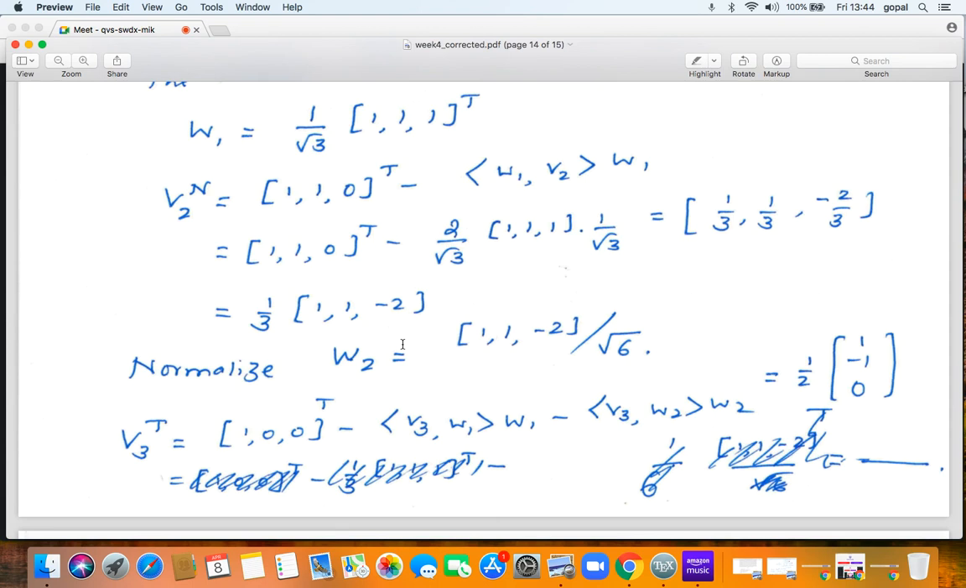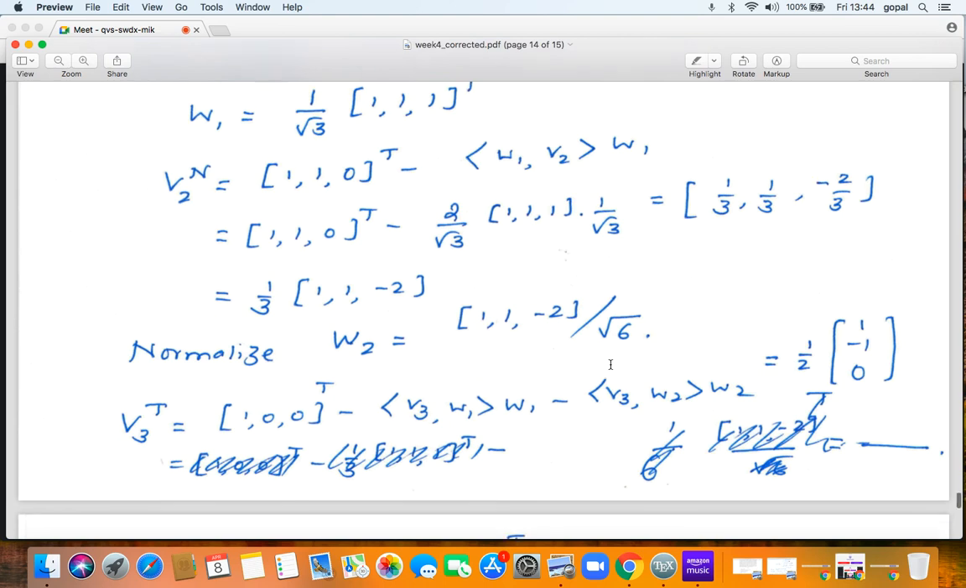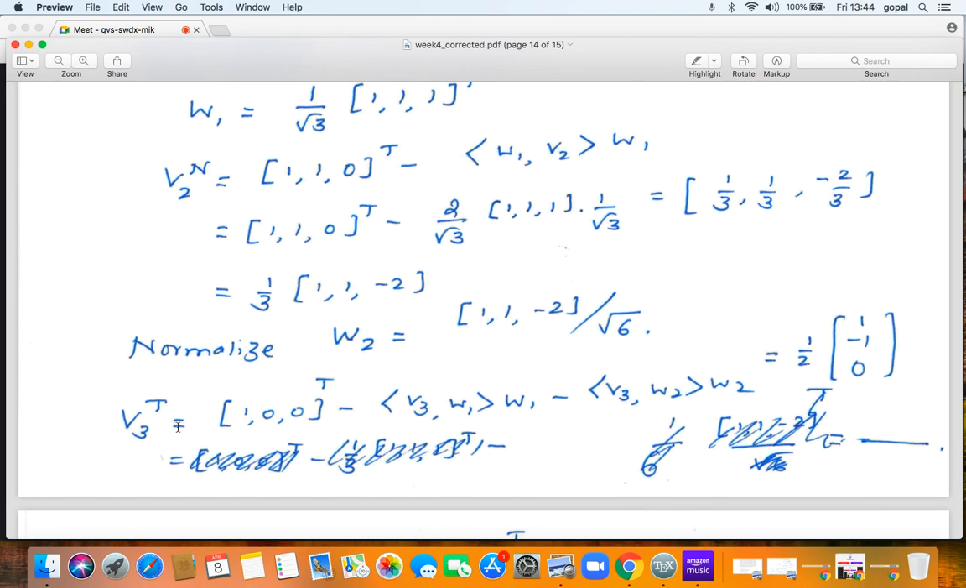When you do that, you're going to get (1, 1, minus 2). There should be a transpose here, and here, and here. So W2 is (1, 1, minus 2) transpose divided by root 6. Then V3: the vector is V3 minus the dot product of V3 and W1 times W1, minus the dot product of V3 and W2 times W2.